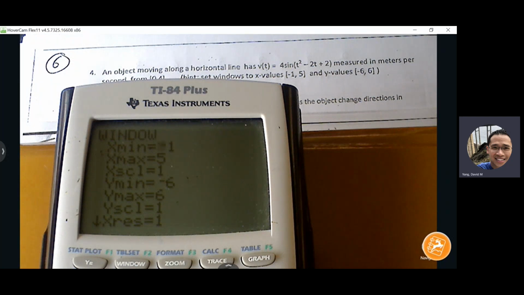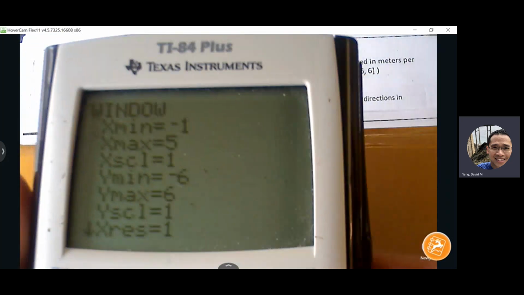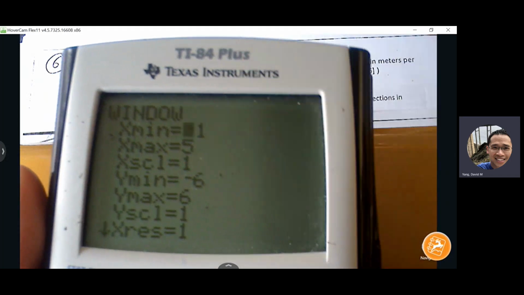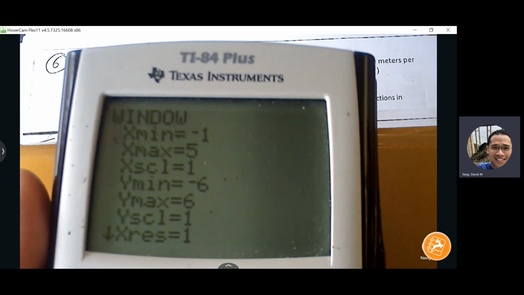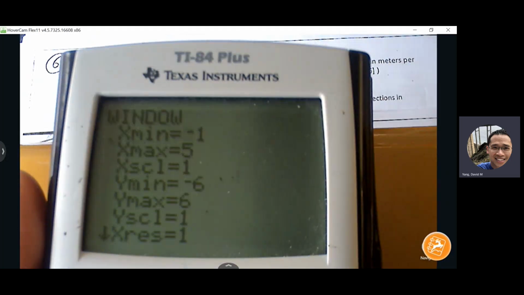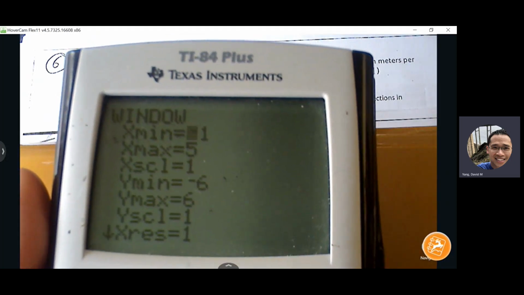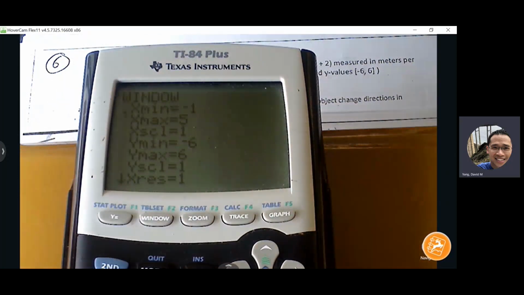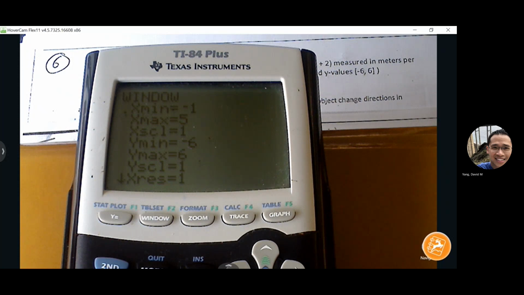You're only going to play with 4 settings in window. You're going to set your X min, X max, Y min, Y max. That just tells you how far left and how far right you want the graph to show, and then Y min, Y max is showing you the lowest and highest Y value on the Y axis. So after you do this, then you're going to hit graph. Don't touch X scale, don't touch Y scale. Those should be set at 1.